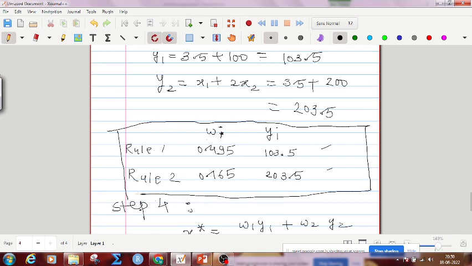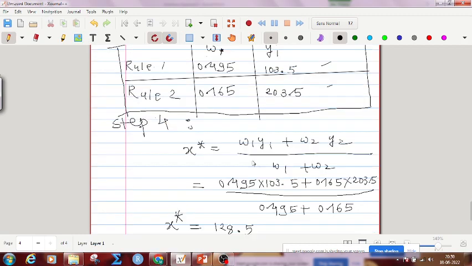What does this table denote? This table gives the weight for rule 1 and rule 2, along with the values of y1 and y2. For further calculation, this table will be useful. In step 4 we find the defuzzified value x star. X star is (w1 y1 plus w2 y2) divided by (w1 plus w2). So I get the final value x star equals 128.5.